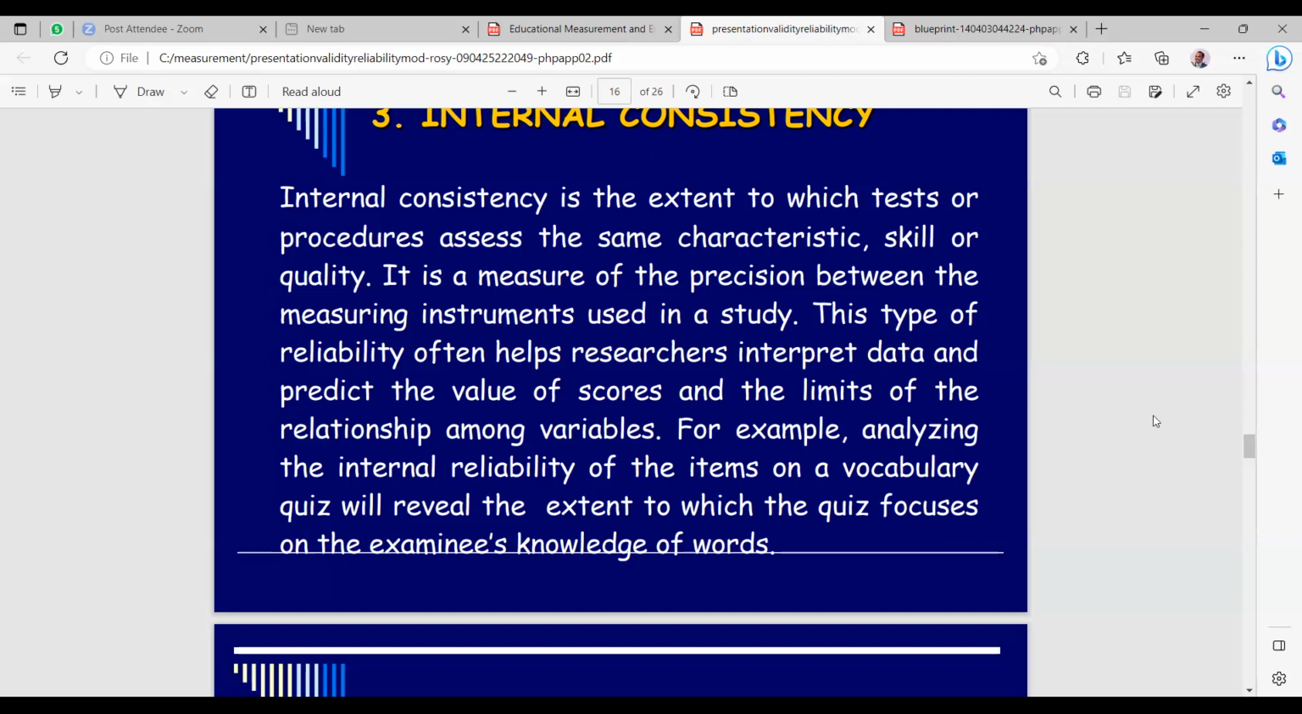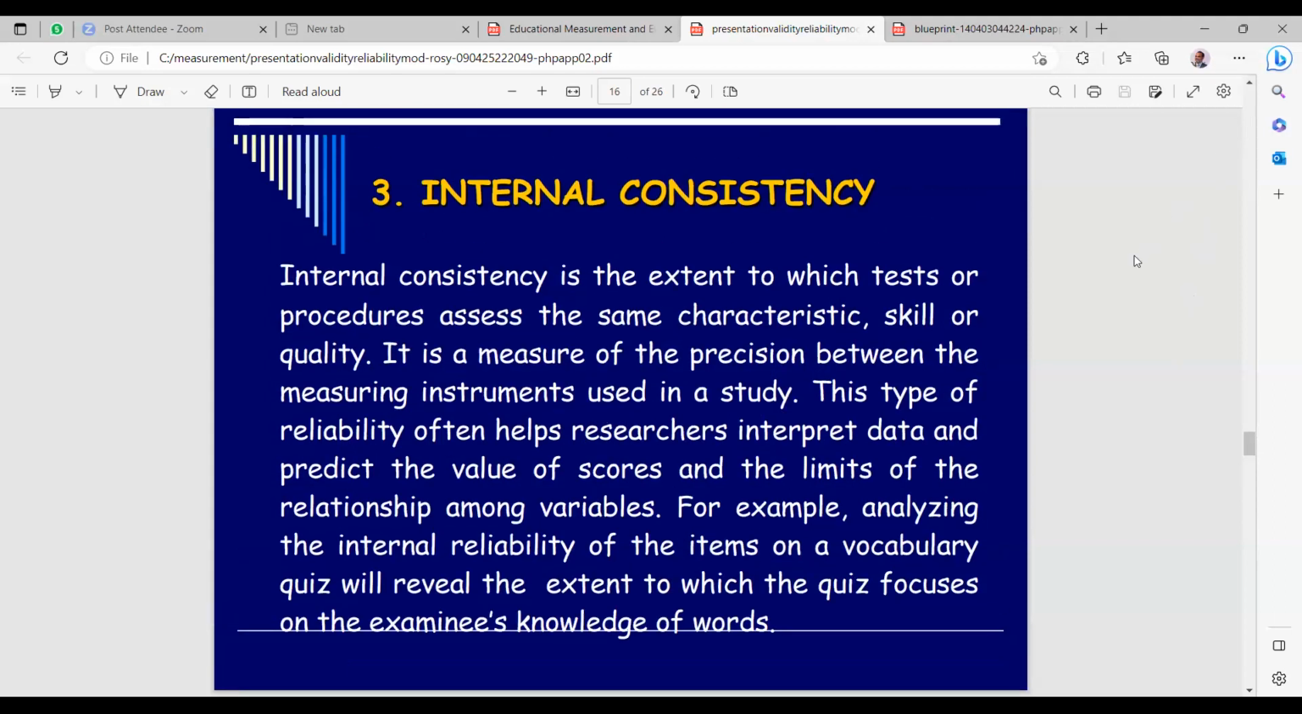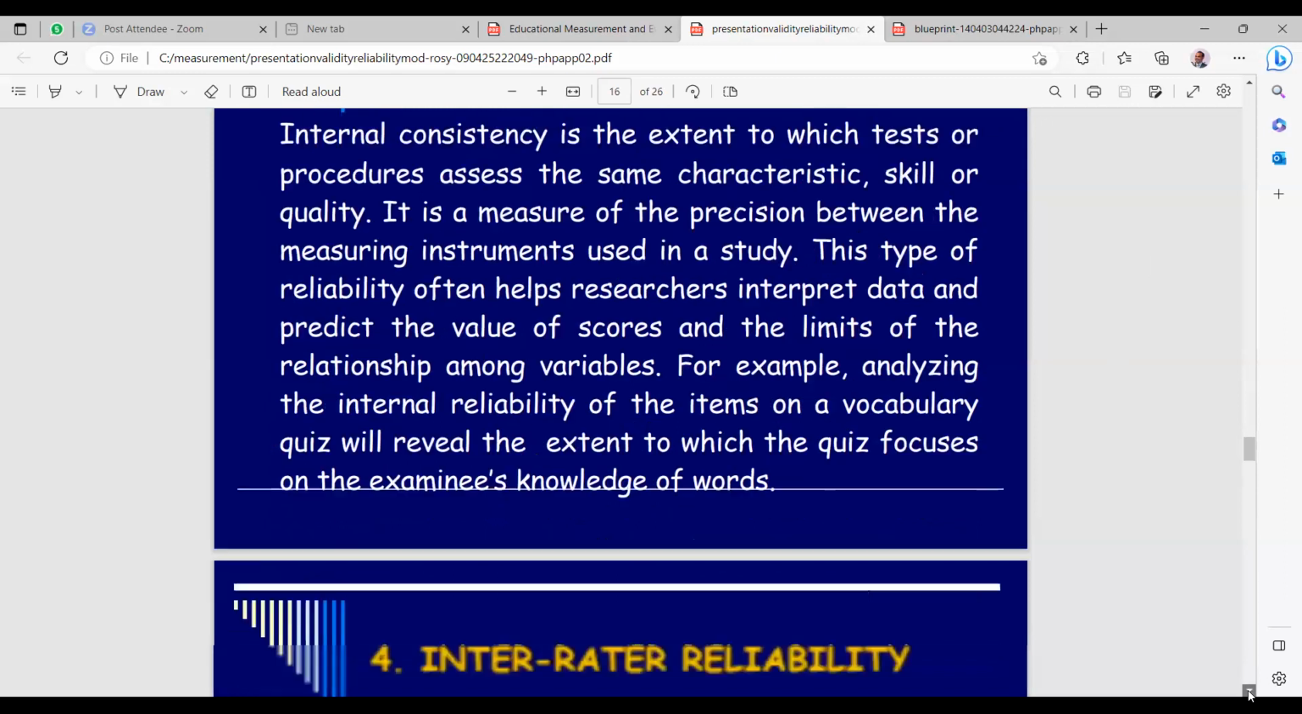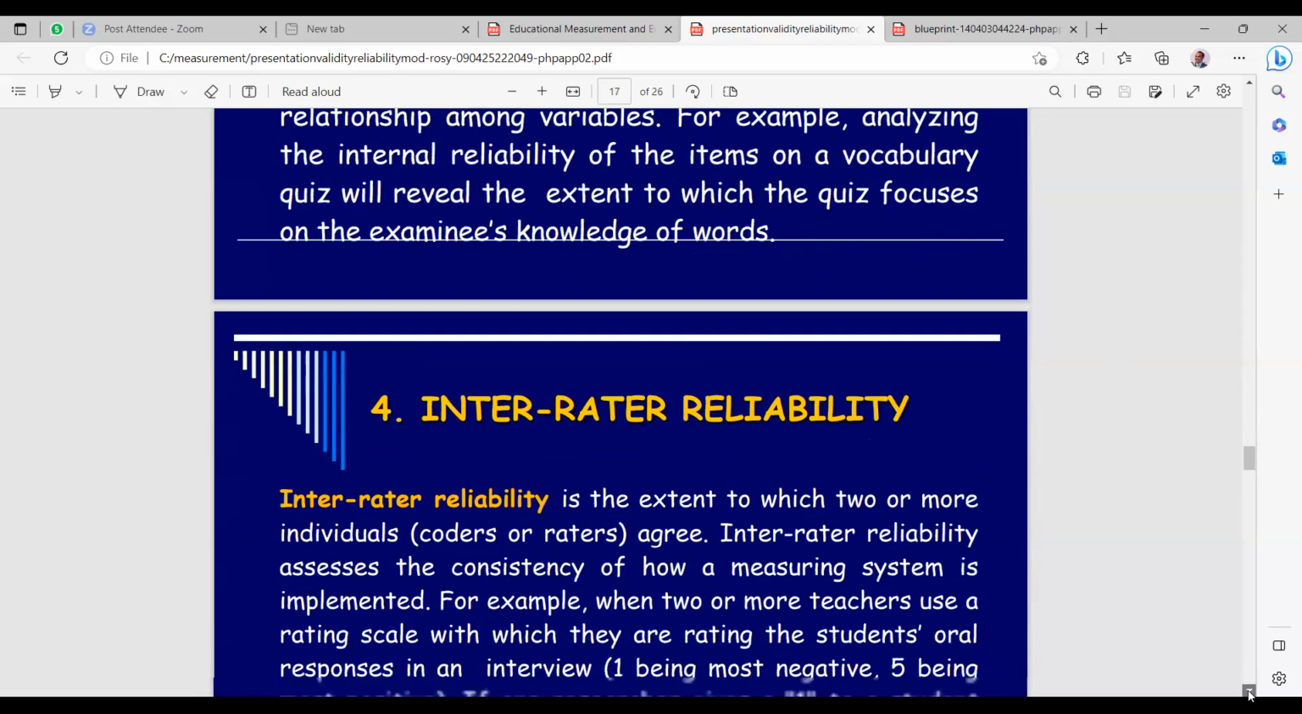So what happens here is we usually conduct the same test to two different groups and compare the results. Then see whether there's a similarity of the results. Then we say, okay, that is high in reliability.